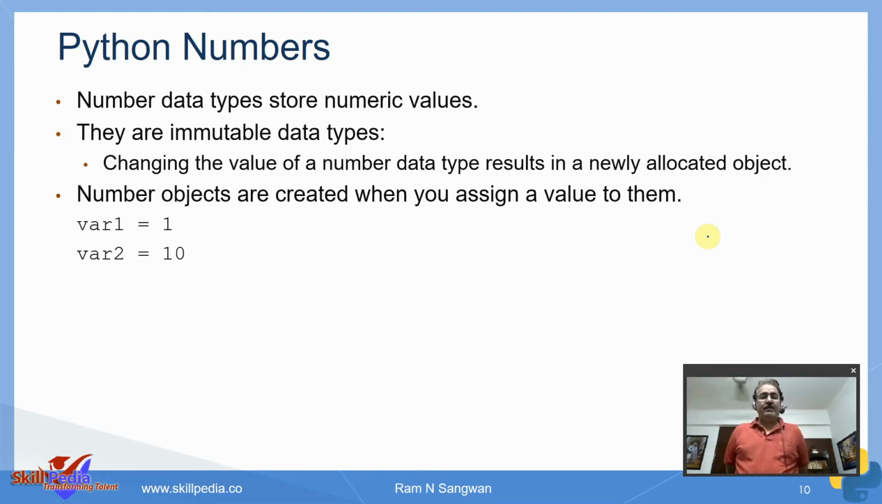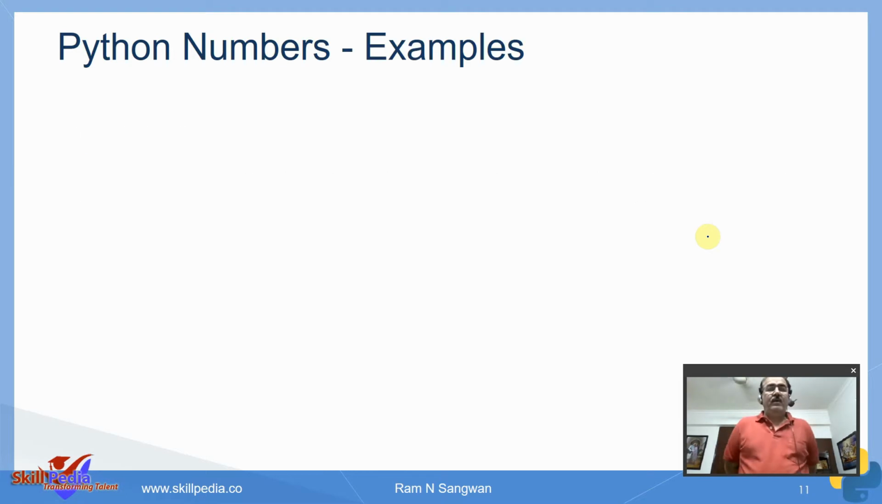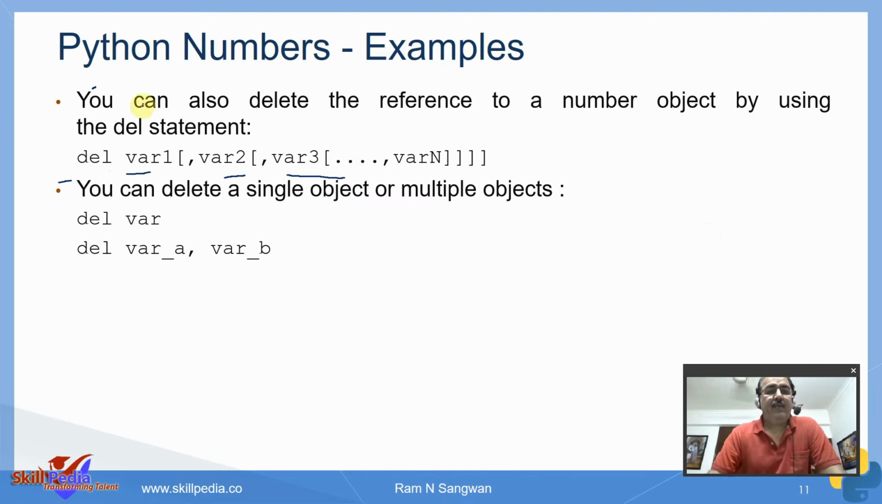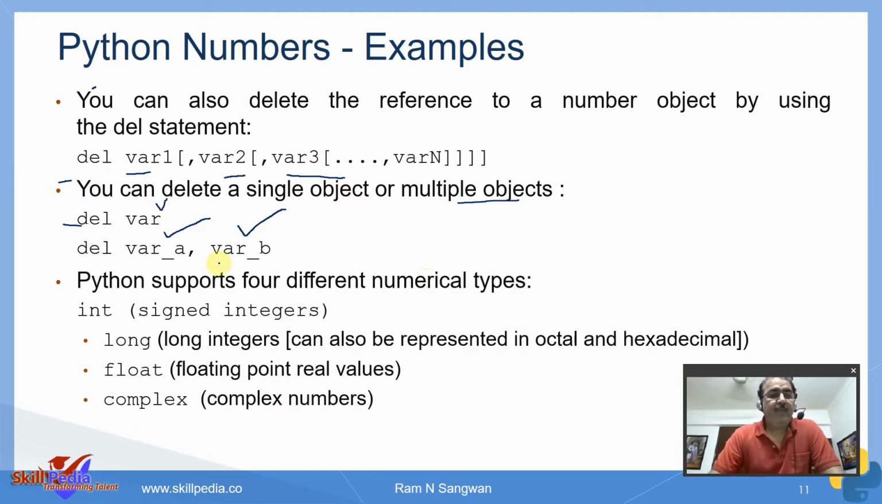var2 equals 100. That means variable 2 is created and the value 100 is assigned to it. Look at these examples. You can also delete the reference to a number object by using the del statement. We'll look at the examples now. del var1, var2, var3. This is how you delete the numbers. You can delete a single object or multiple objects, like del var1, var2, or var_a, var_b.